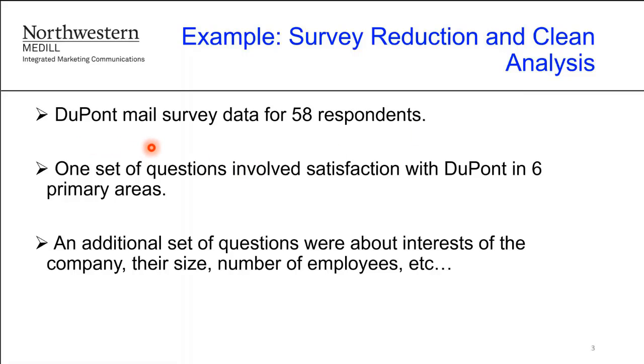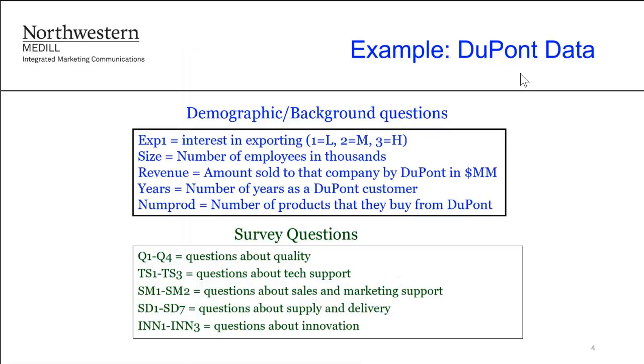So Deepong mailed survey data for 58 respondents, okay? One set of questions involved satisfaction with Deepong in 6 primary areas. An additional set of questions were about interest of the company, their size, the number of employees, etc. And these are examples of Deepong data.